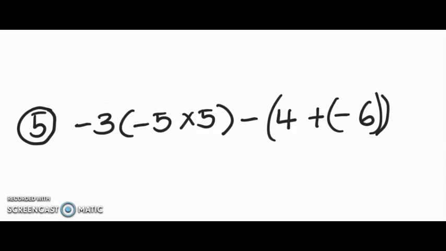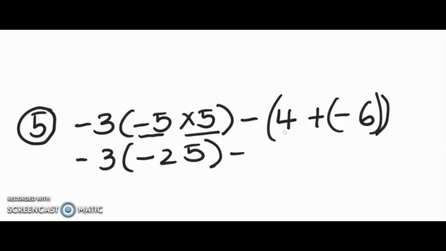Let's look at the next question. Negative 3 multiplied by, in brackets, negative 5 times 5 minus 4 plus negative 6, in brackets. The first step that we'll be doing is calculating the equations inside the brackets. So negative 3, a negative times a positive will give you a negative. 5 times 5 is 25. Minus 4 plus negative 6.